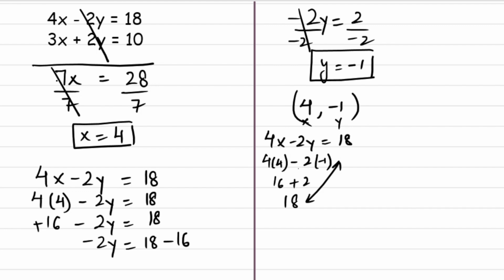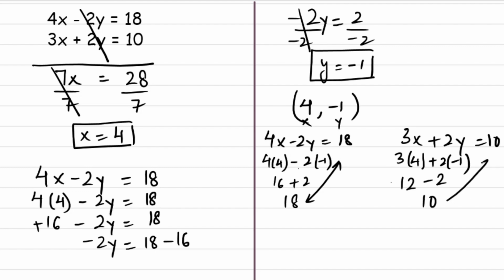Let's put it in the second equation also because we need to check for both equations. So 3x plus 2y equals 10. So 3 times x, which is 4, and 2y, which is minus 1. So 3 times 4, 12, minus 2 is 10. Is it equal to the right side? Yeah, it is equal to the right side. So left side is equal to right side, and so this solution is correct.